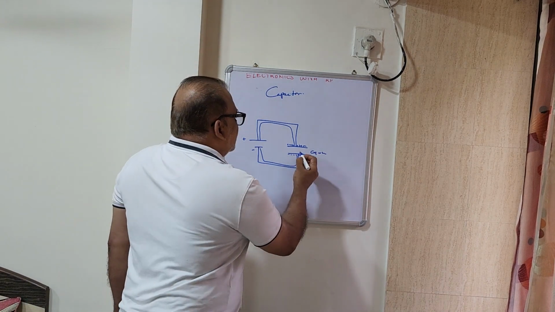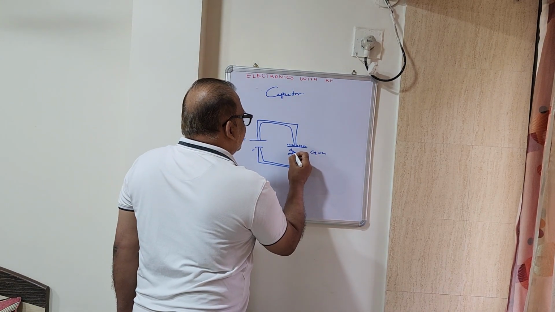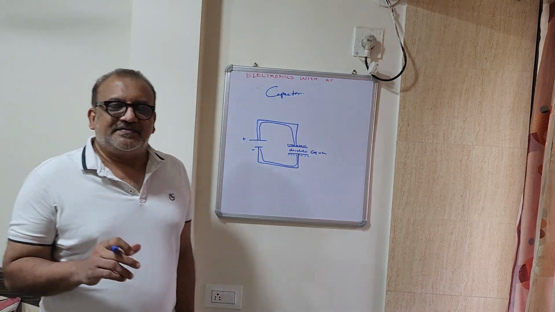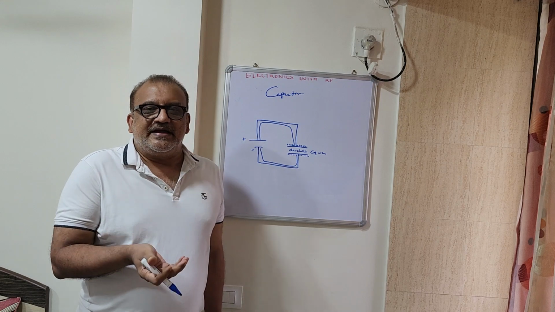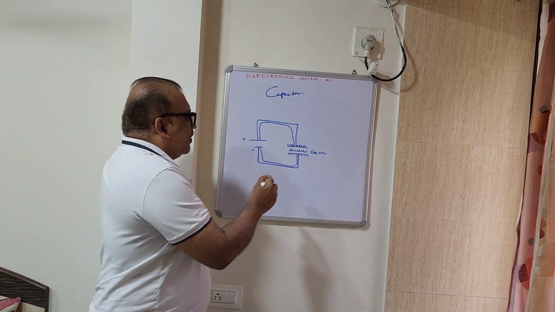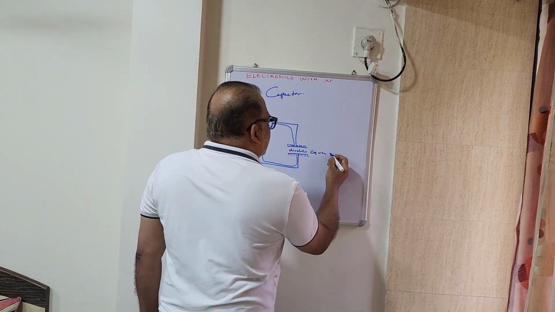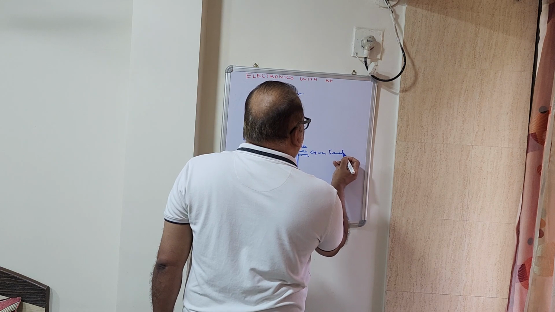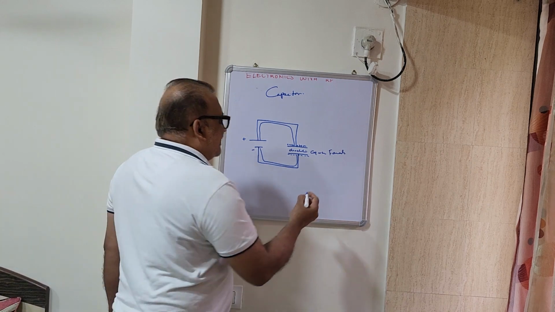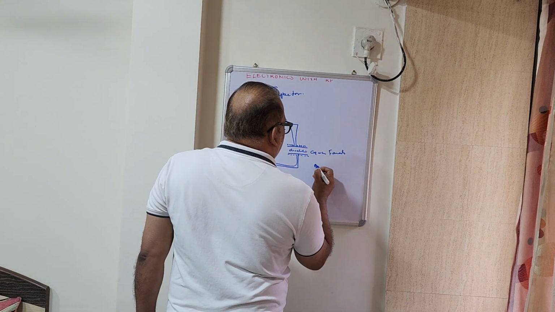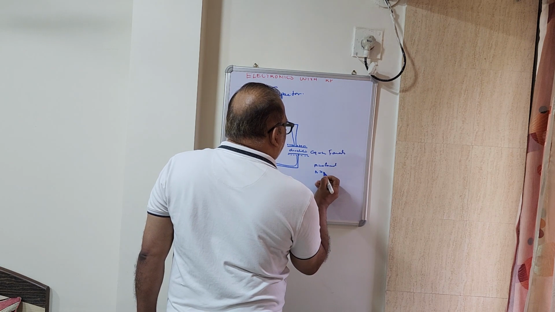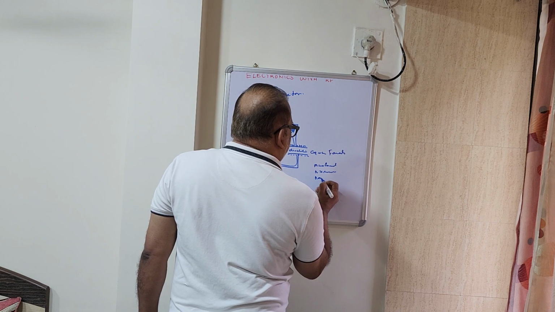Now there are two plates with a gap, and this is the dielectric. It is filled with dielectric. Sometimes it is filled with air, with mica, or with many others that we will study later. This capacitance is measured in farads. Again, farad is a very large unit, so we have microfarad, millifarad, and nanofarad.